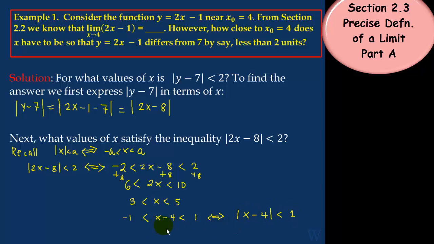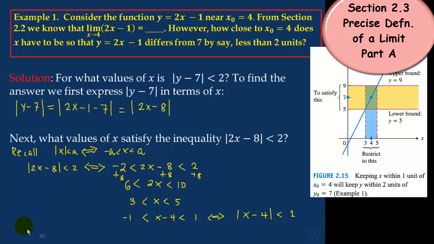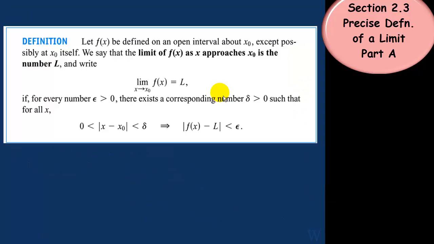So if we keep our x's 1 unit away from x₀ equal to 4, then we can guarantee that the y values differ from 7 within 2 units. Let us go ahead and use the formal definition of a limit.